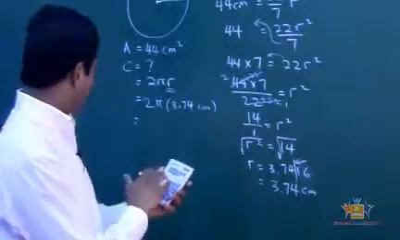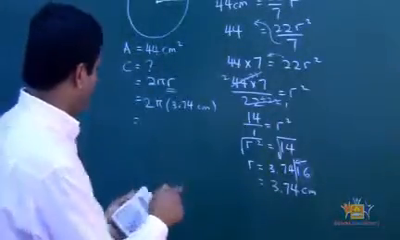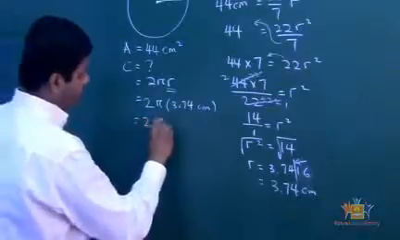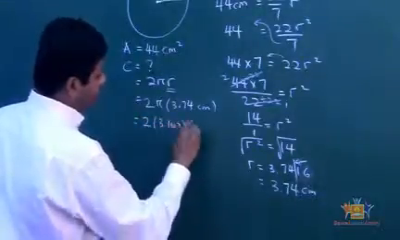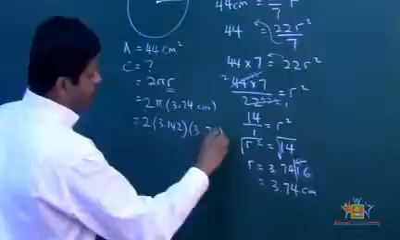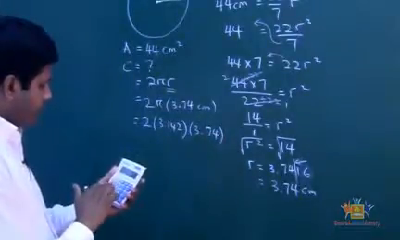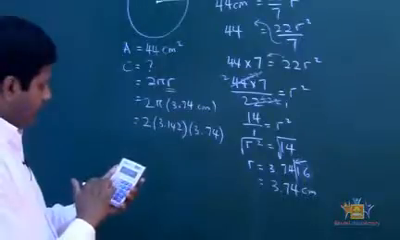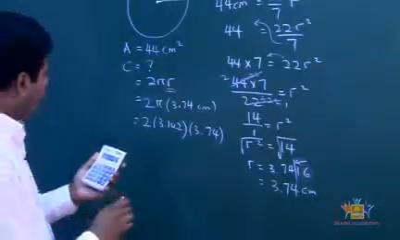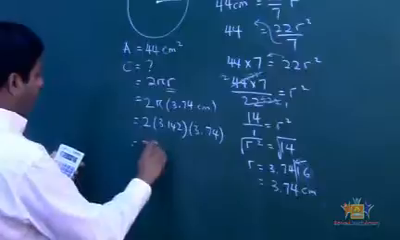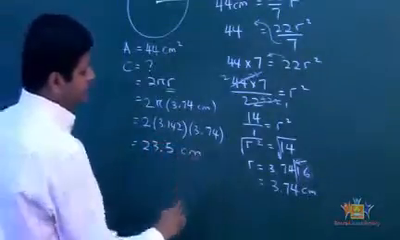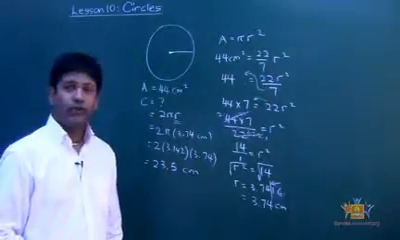Okay, so let's do that. We're going to take 2 times 3.142 times 3.74. That gives me 23.5 centimeters. Is it going to be squared?